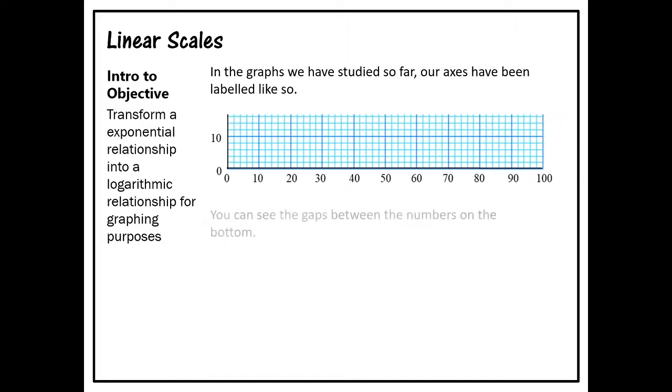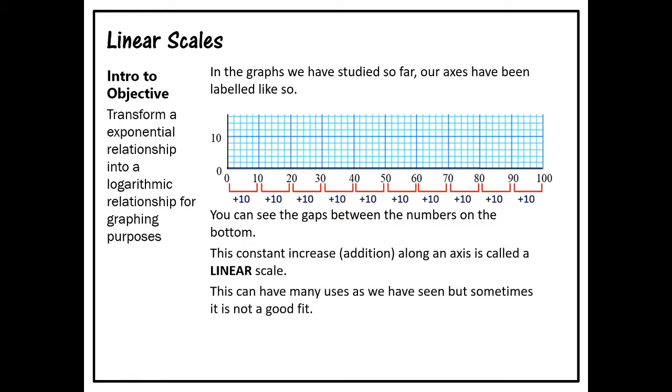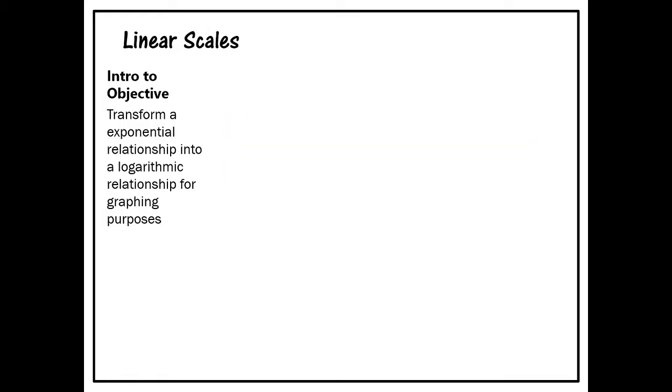We have along the bottom, the gaps between the numbers in the bottom go steadily up. If I wanted to describe that in more detail, I would say that there is an increase of 10 each the way along. And many of the graphs that we've done so far, whether cumulative frequency or frequency polygon, etc., will be of this form. This constant increase, or an addition along this axis, is called a linear scale. This has many uses that we've seen, but sometimes it isn't a good fit.